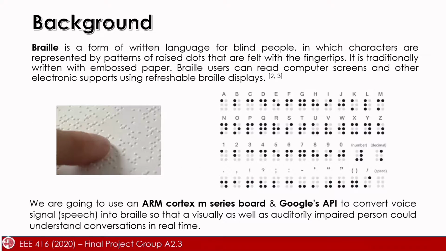Braille is a form of written language for blind people in which characters are represented by patterns of raised dots that are felt with fingertips. It allows users to read computer screens and other electronic support using refreshable Braille displays. We are going to use an ARM Cortex M series board and an API to convert speech into Braille so that one can understand conversation in real time using it.